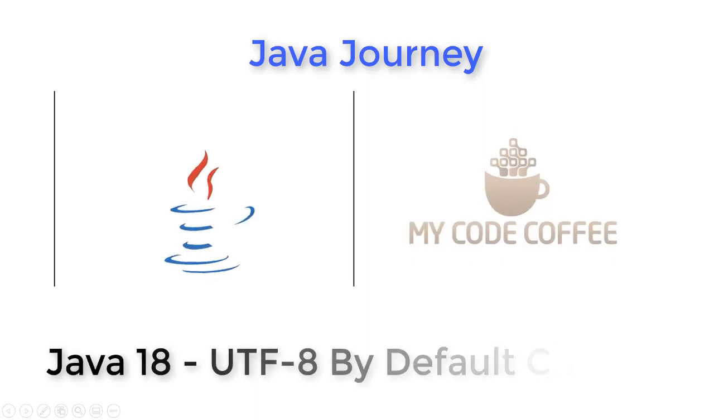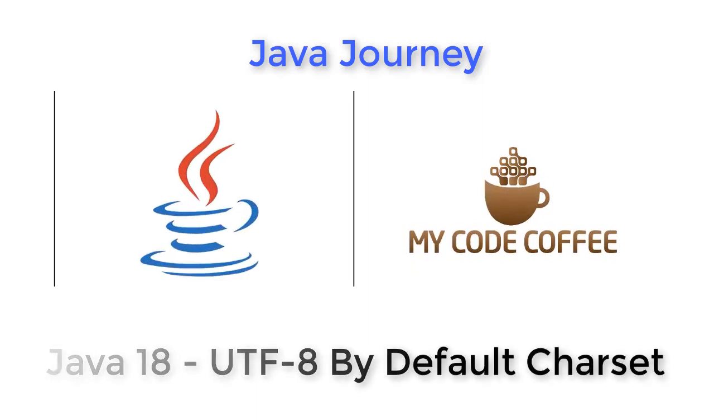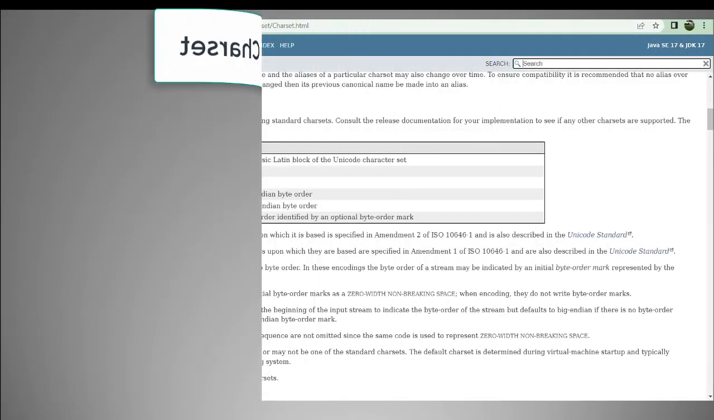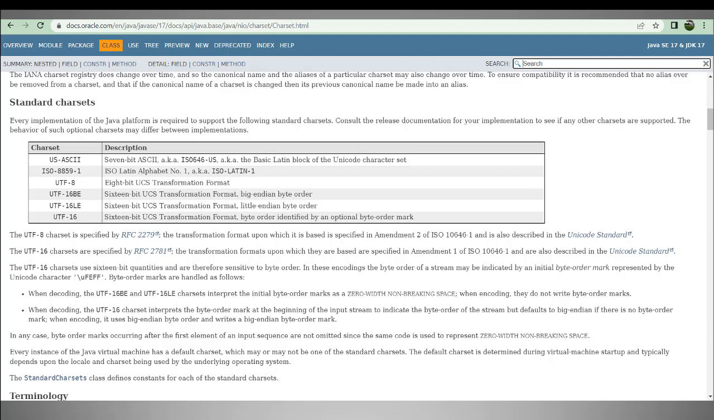So the first feature is UTF-8 by default Charset. A charset in Java defines a mapping between a sequence of characters and a sequence of bytes. Java supports several charsets. Some examples are UTF-8, UTF-16, US-ASCII and so on. If a charset argument is not passed, then the standard Java API uses the default charset.